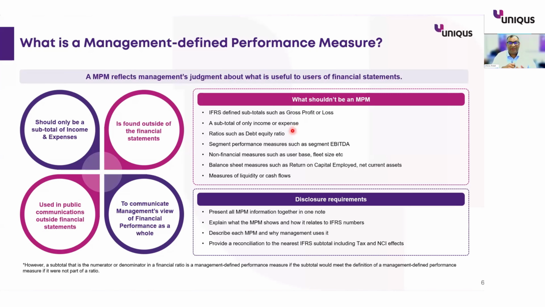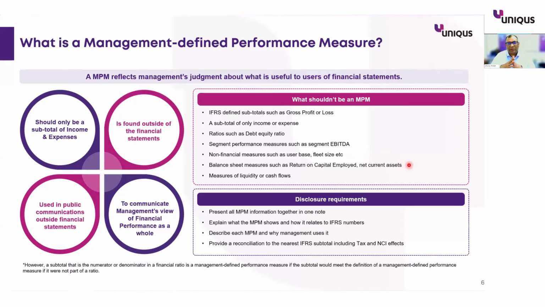It does not include ratios. Okay, it just includes subtotals within an income and expense, which will then have to be married into a reconciliation. So it does not include ratios. It does not include any performance measure which relates to a particular segment. So that is not included. It has to be for a financial statement as a whole. It does not include non-financial measures such as user base, fleet size, or any such acreage, or any such non-performance measures. Those are not considered as MPM. Those have to be outside the financial statements, and they were and they continue to be outside the financial statements.